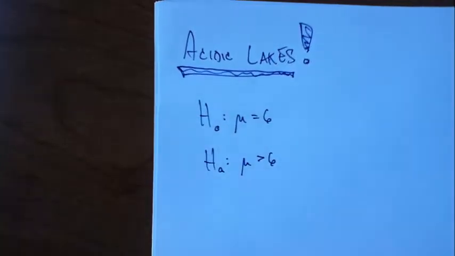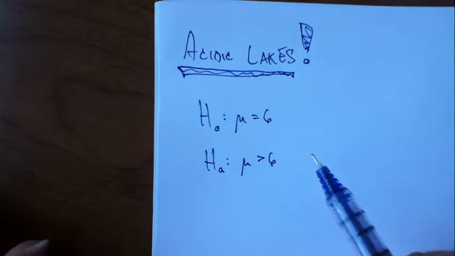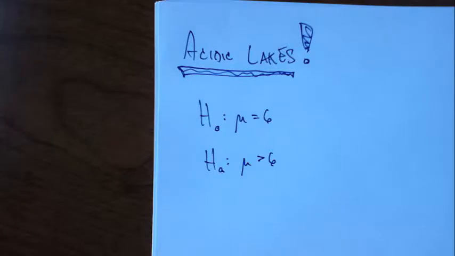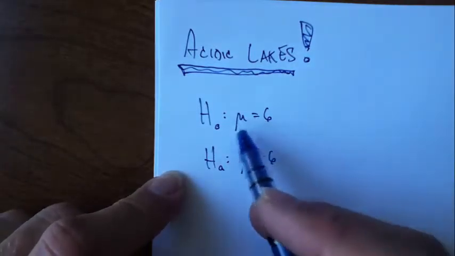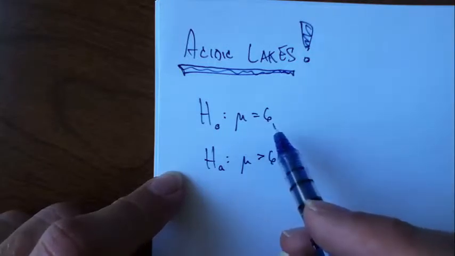So it turns out I know another grad student who was looking at the acidity of some high mountain lakes. Lakes are said to be non-acidic if the pH exceeds 6. Okay, if the pH exceeds 6, they're said to be non-acidic, and so maybe we'll take as our null hypothesis that the mean acidity of these lakes is 6 or less.